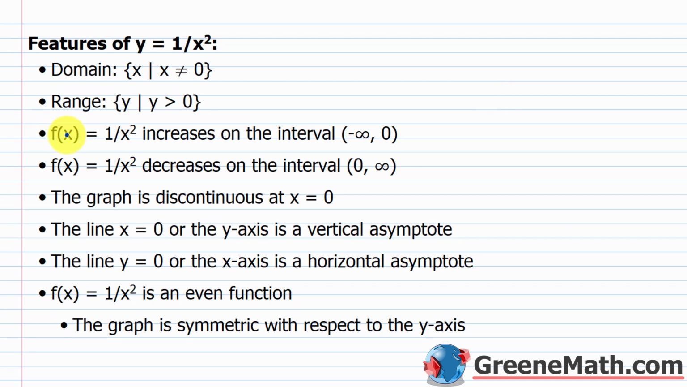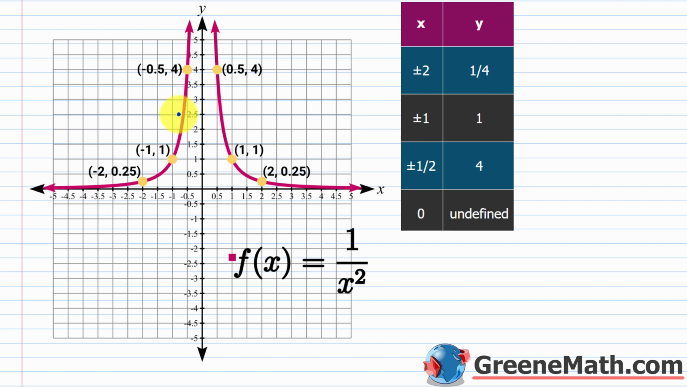When we look at this f of x, or again you could say y is equal to 1 over x squared, it increases on the interval, so here it's going to be anything less than 0. Again, coming back, that's this piece of the graph right here. So when we're less than 0 in terms of the x values, we're increasing as we go from left to right. This one right here, you're going to be decreasing, so this is anything greater than 0 in terms of the x values, so you're decreasing for that branch right there.